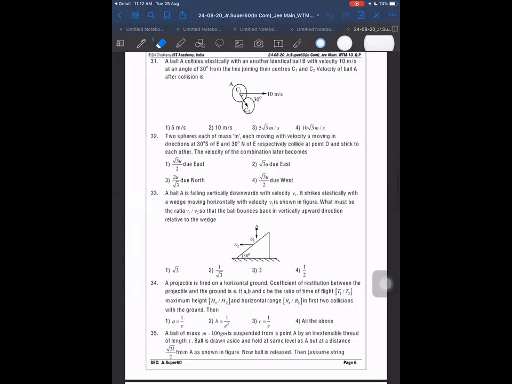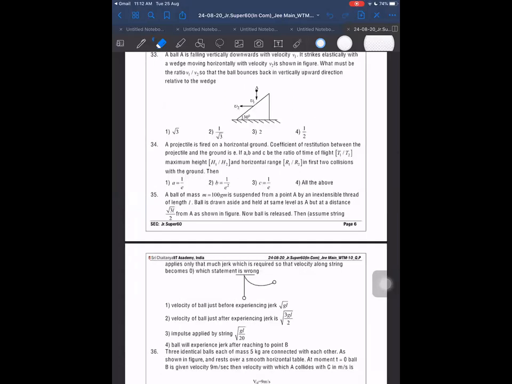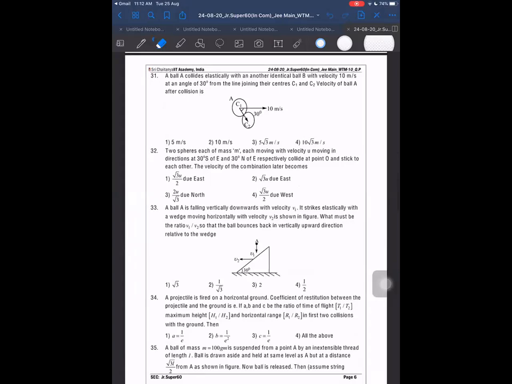Sir, in question 32, we are getting option A, but they have given option B. Let me check. Two spheres of mass m each, moving with velocity u, moving in directions 30 degrees south of east and 30 degrees north of east respectively, collide at a point O and stick to each other. Okay, they are sticking to each other.